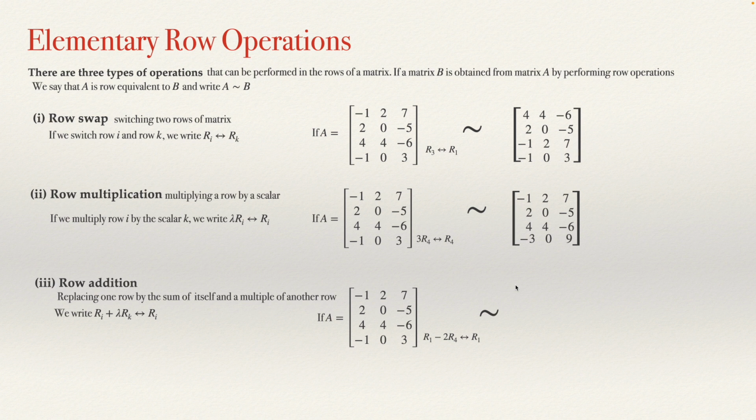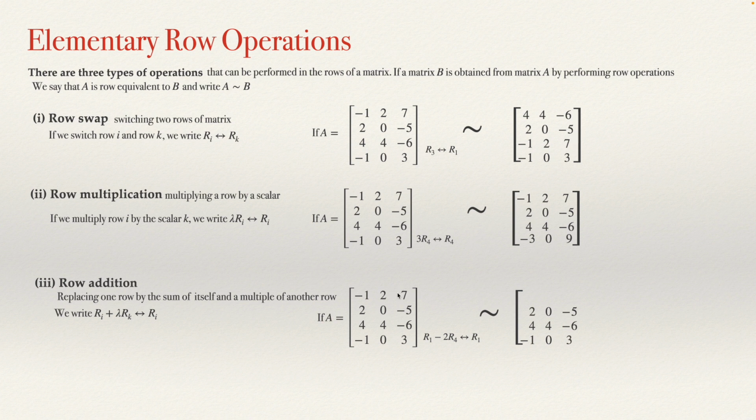So this will be row equivalent to 2, 0, minus 5. There is no change in the second row, no change in the third row, no change in the fourth row, but the first row will be the same first row minus 2 times the fourth. So it will be minus 1 minus 2 times minus 1. That will actually be plus 2. So minus 1 plus 2 will be 1. Then 2 minus 2 times 0. 2 times 0 is 0, so it will be 2 minus 0 is 2.